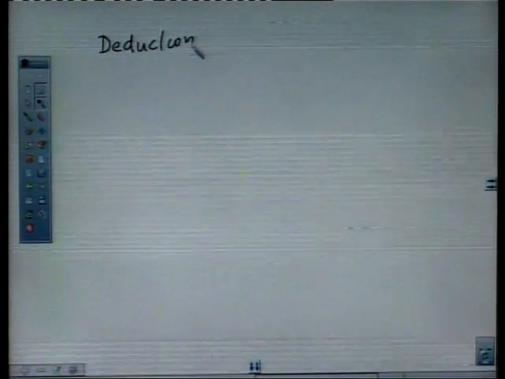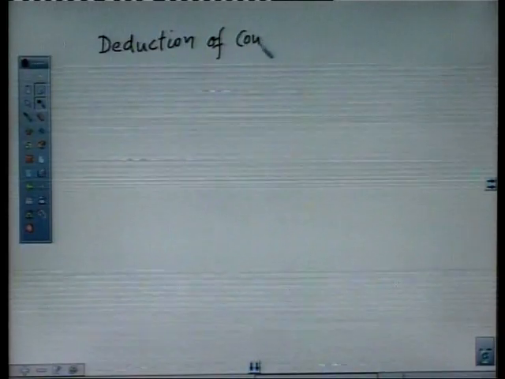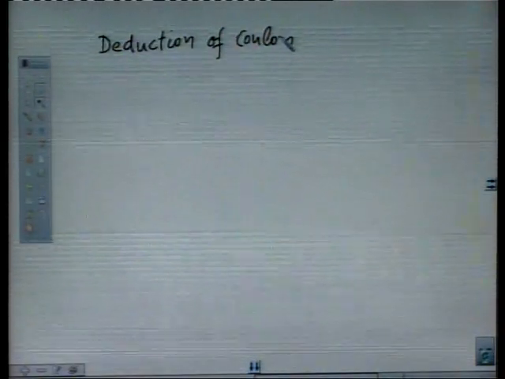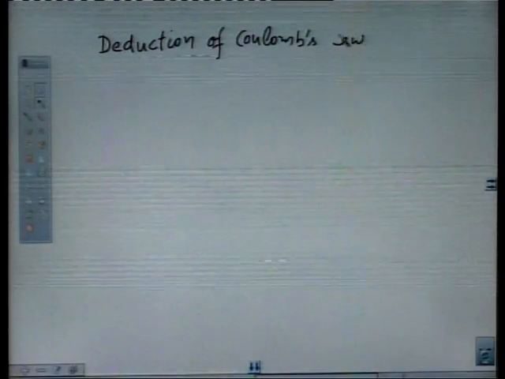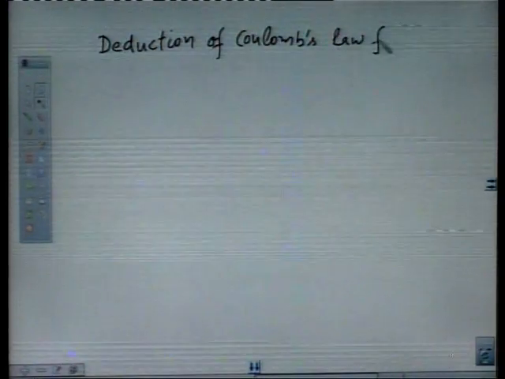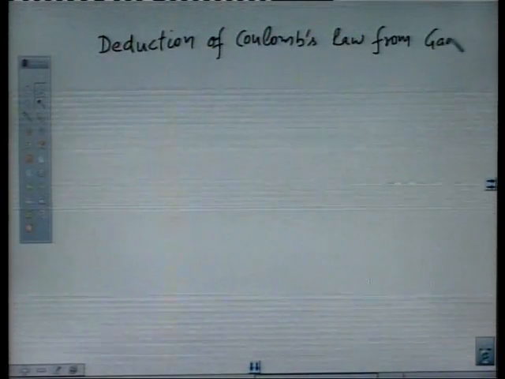First is the deduction of Coulomb's law from Gauss's law.